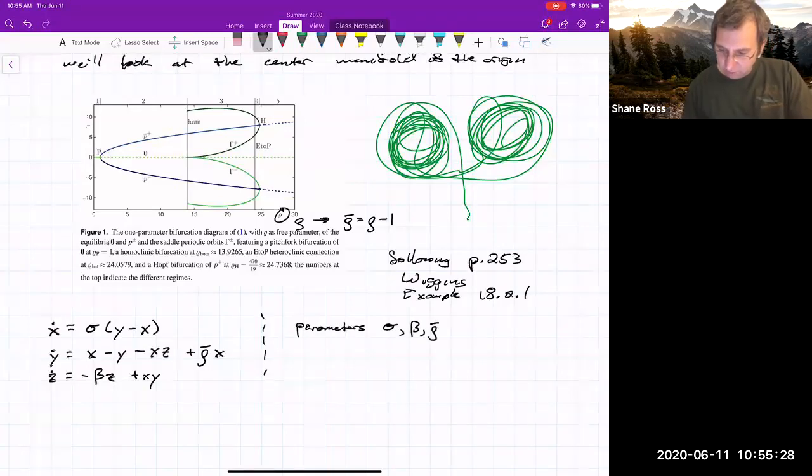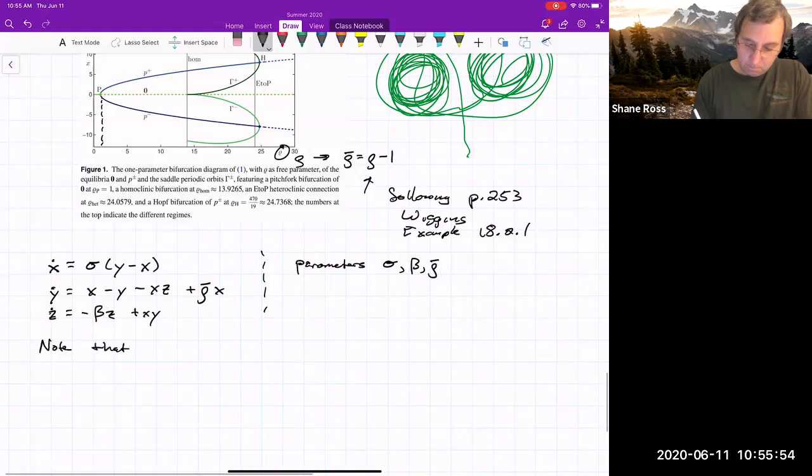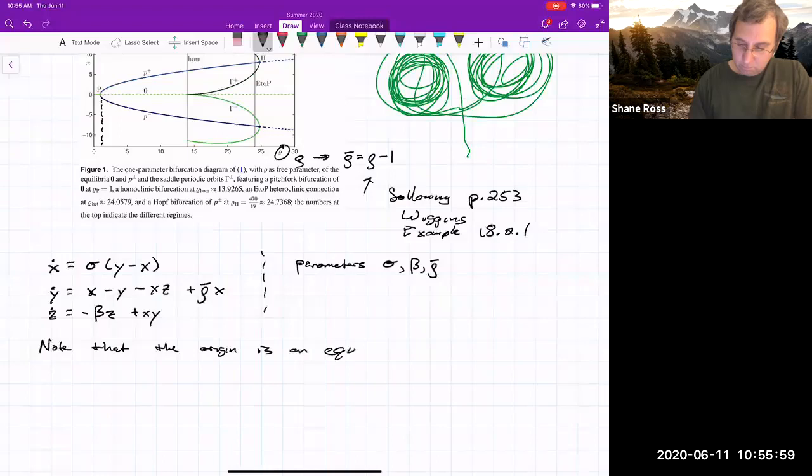And just remember, rho bar, we're doing it that way so that the bifurcation happens for rho bar equals 0. And just looking at this ODE, we can see that for x, y, and z equals 0, the right-hand side is 0. So the origin is an equilibrium point. We don't yet know its stability.